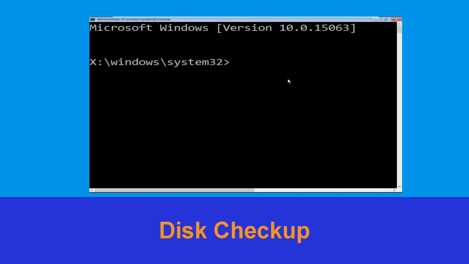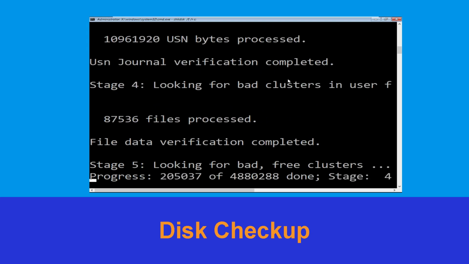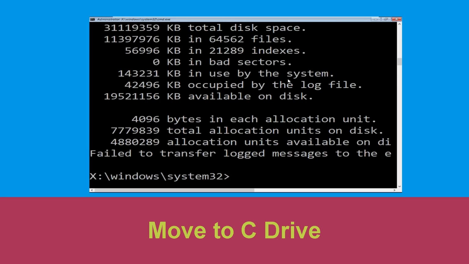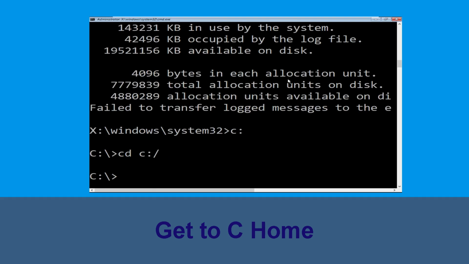Now type chkdsk space /f space /r space c colon and hit enter. Now we need to wait for some time to complete the process. Now type c colon and hit enter. Now we need to type cd space c colon / and hit enter to execute.